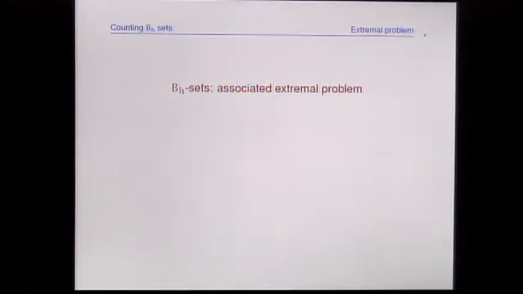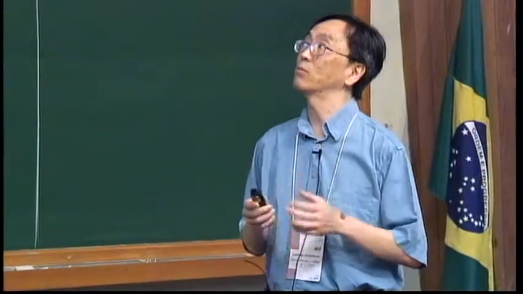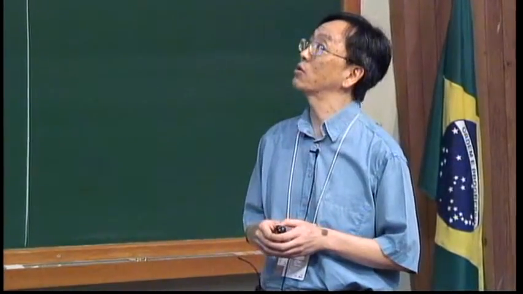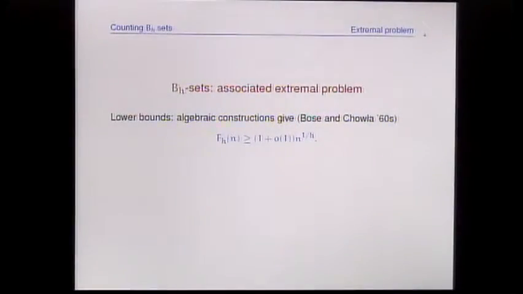Okay, to be more precise, there was also an upper bound, so let's talk about lower bounds. You can do some algebraic constructions to prove that this f_h(n) is of order n to the 1 over h. It's about 1 times n to the 1 over h. This is some construction by Bose and Chowla in the 60s. So the lower bound is n to the 1 over h, and from above it is c_h n to the 1 over h.